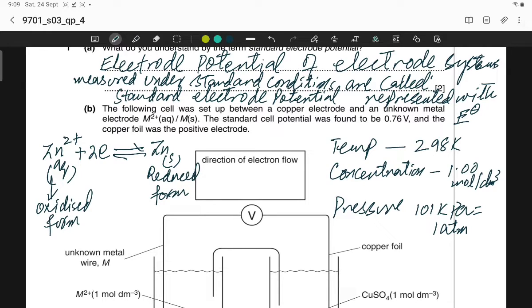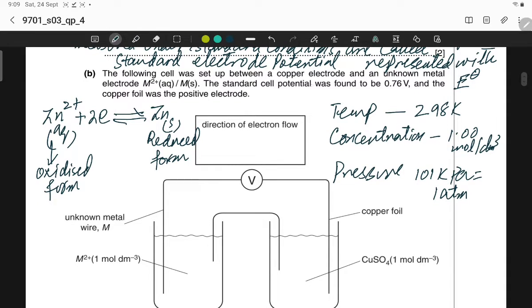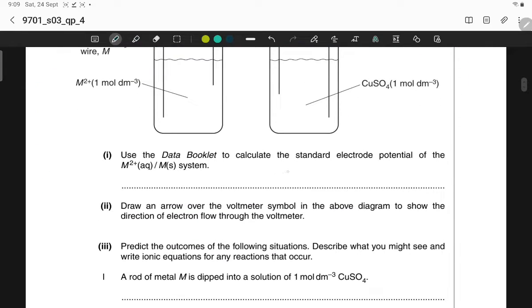So the next question is: the following cell was set up between a copper electrode and an unknown metal electrode, M2 positive and M. The standard cell potential was found to be 0.76 and the copper foil was the positive electrode. Use the data booklet to calculate the standard electrode potential of the M2 positive and M system.